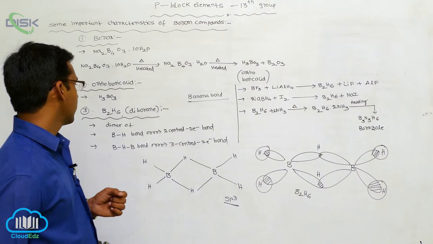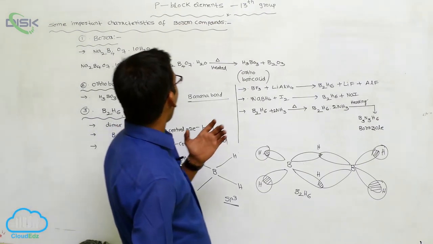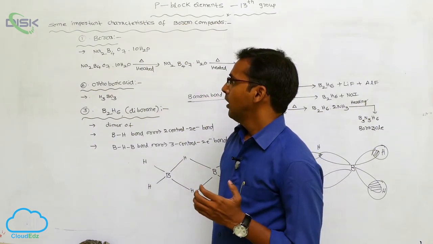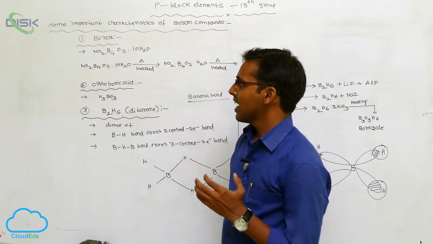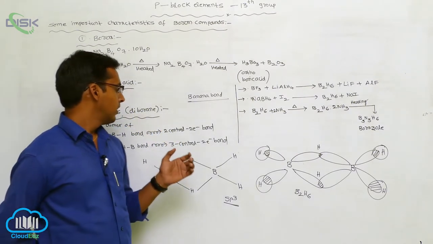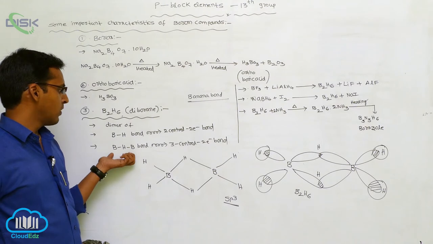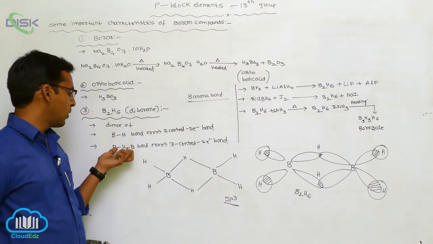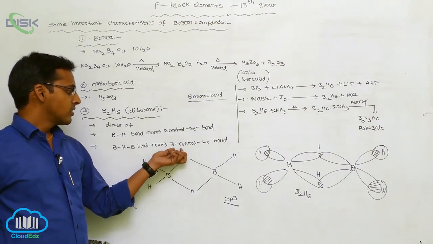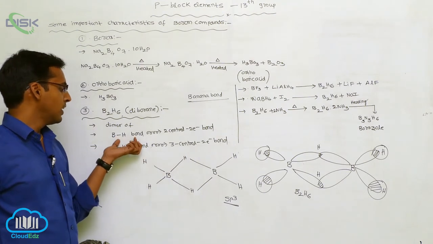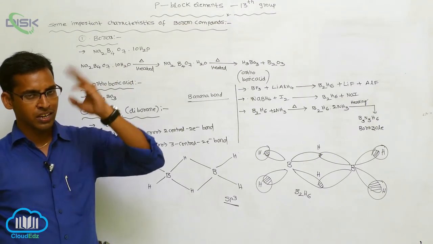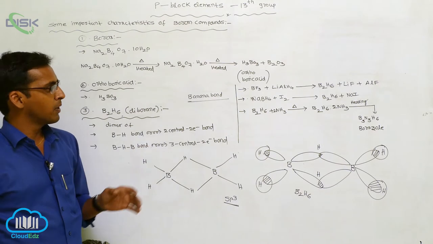And next, these are the important characteristics of boron compounds which are present in borax, orthoboric acid, and diborane. This is a very important one. Here there are two types of bonds: one is the BH bond and the other is the BHB bond. The BHB bond exists as a three centered two electron bond. The BH bond is a two centered two electron bond. Four hydrogens are terminal hydrogens, and two hydrogens are the above and below hydrogens. It is involved in preparation.